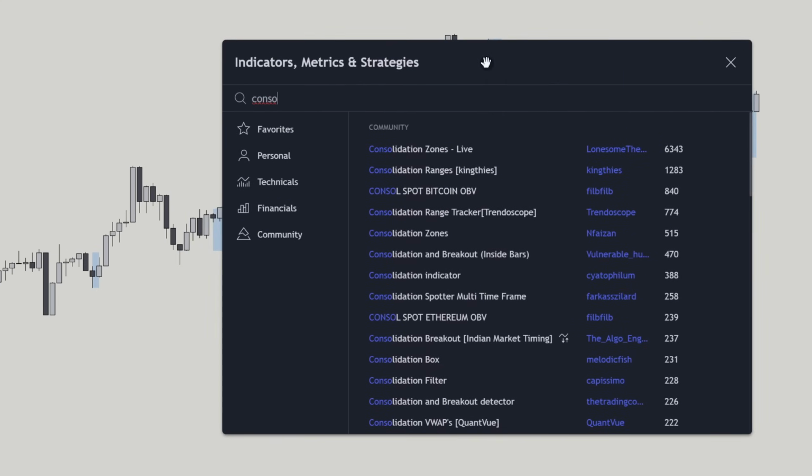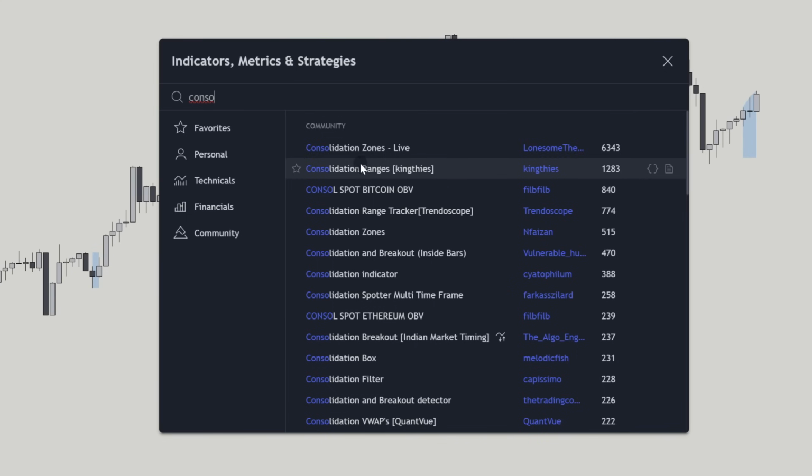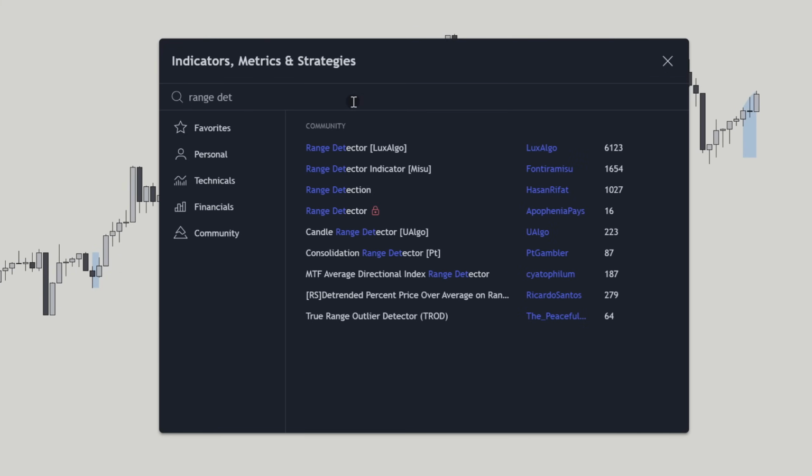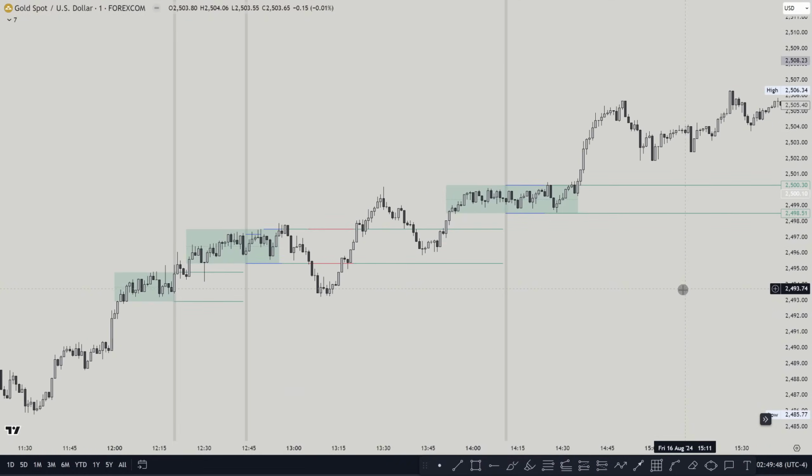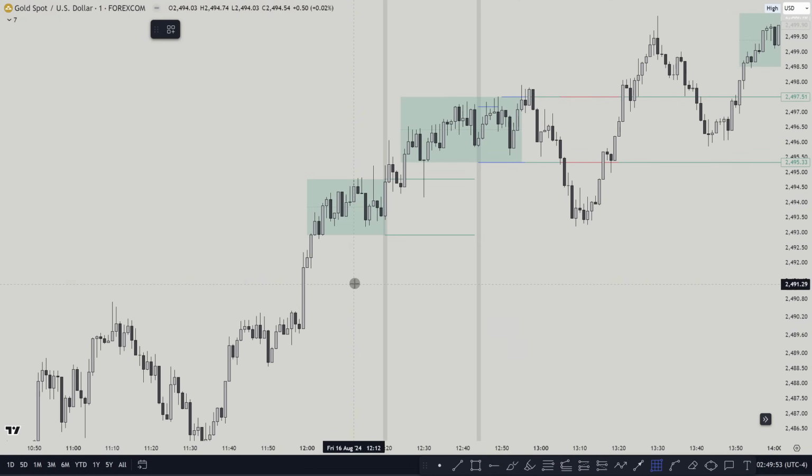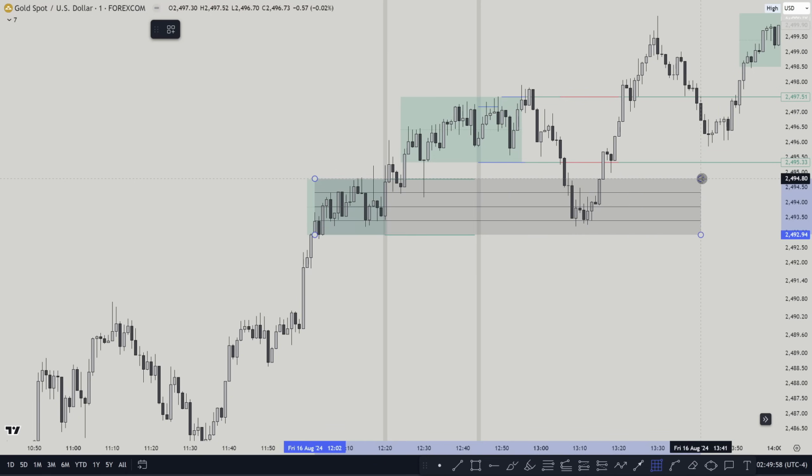Now, the indicator that I'm using, you're going to go with consolidation, and it's this one, Consolidation Zones Live. There is also another one that you can go with, Range Detector, and it's going to be by LuxAlgo. We can try this one. Now, this one is going to be more precise, drawing that exact range. So you see, we got this range, just taking our gam box here, because that one, the first one, we need to adjust and we need to use our experience.